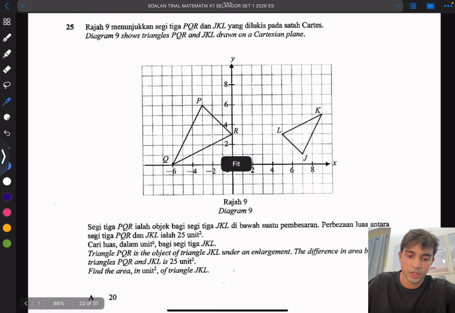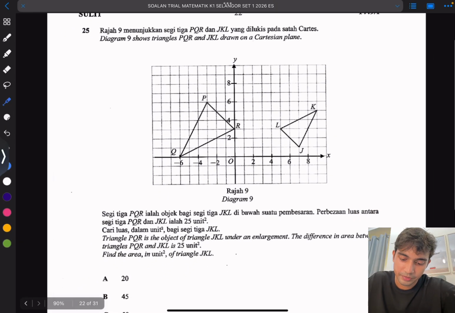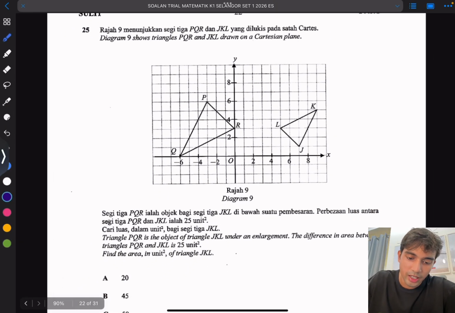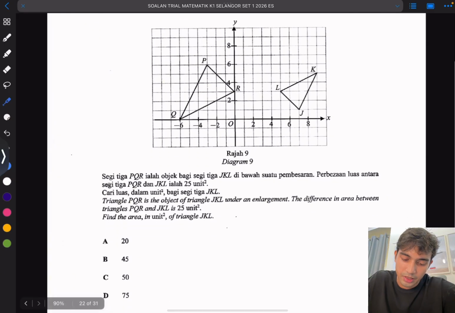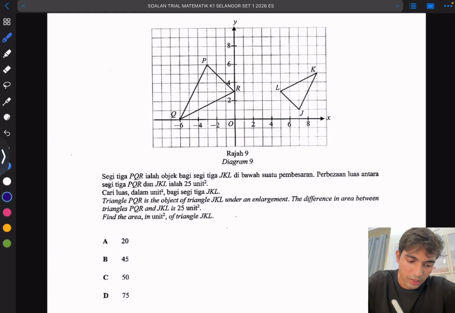Right. Question 25. Diagram 9 shows triangles PQR and JKL on a Cartesian plane. Triangle PQR is the object of triangle JKL under an enlargement. So this one is the image. This is the object. This is the image. PQR is the object of triangle JKL. Okay, correct. The image.